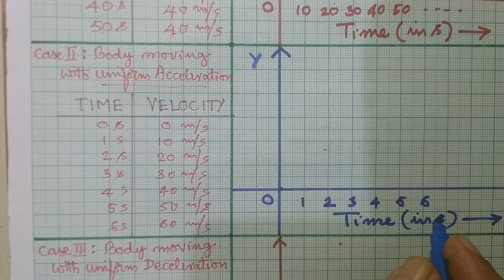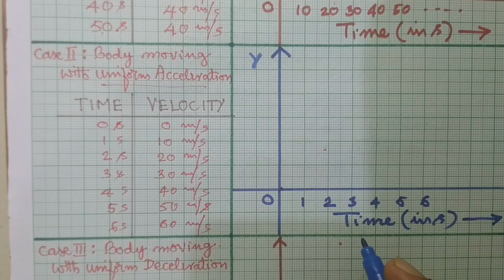Time should always be taken on the x-axis because time is an independent quantity. I mean to say this time does not depend on any other quantities. It will be continuously increasing. The value of the time will be increasing because time cannot be stopped by anybody. Time will be increasing. It's an independent quantity.